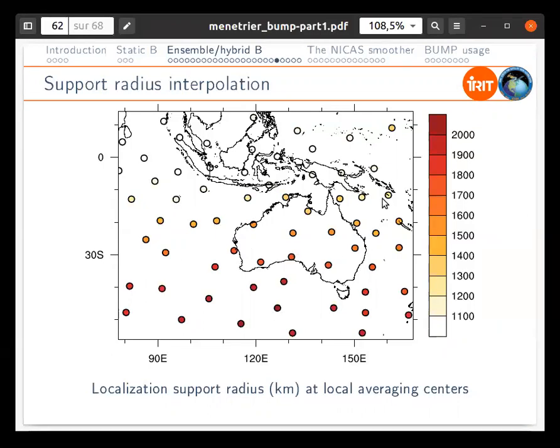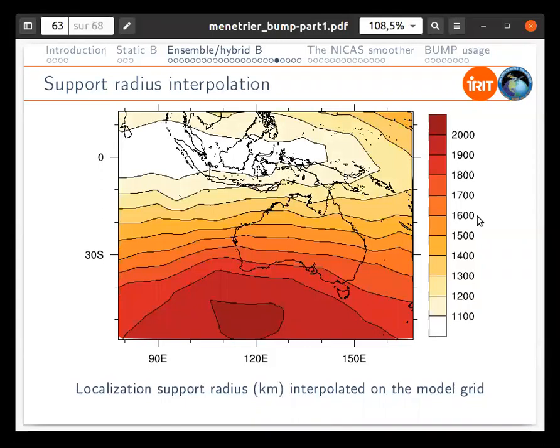Now we have this value at each of these points, the localization length scale, and we can interpolate to get a localization length scale field. We couldn't have done the diagnostics on each point of the FV3 grid because it's too big, but we can do it on a subsample grid and then interpolate back onto the full grid, and then we get this localization length scale map at a reasonable cost.